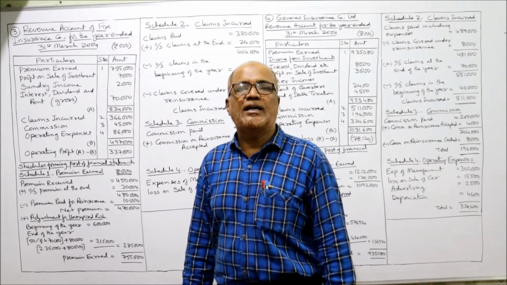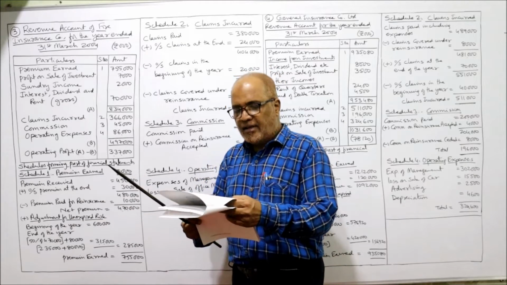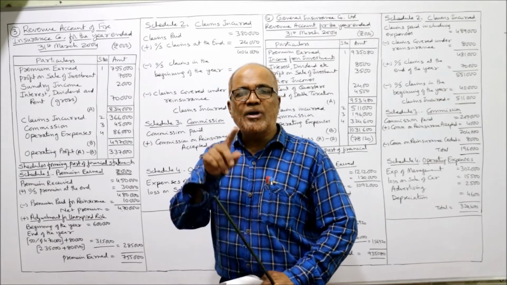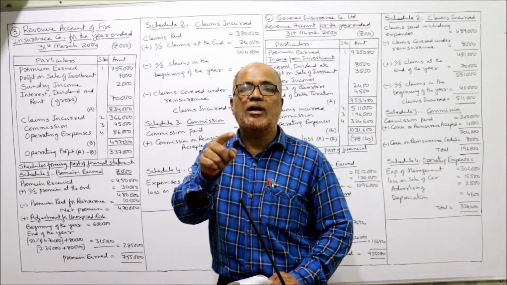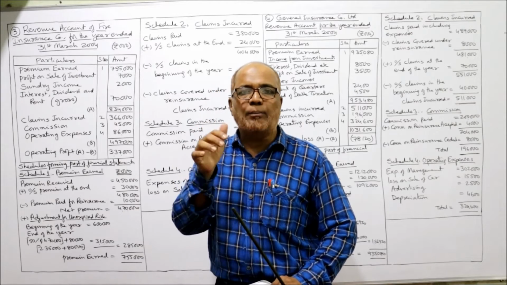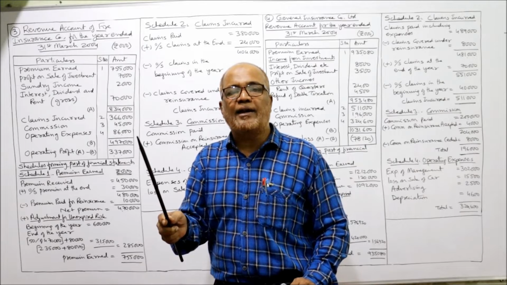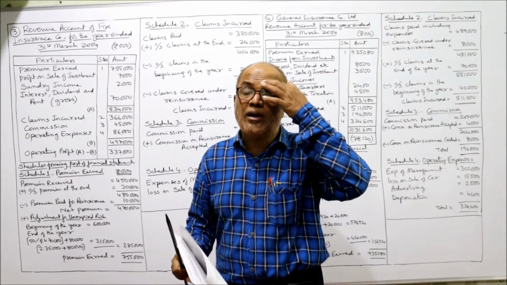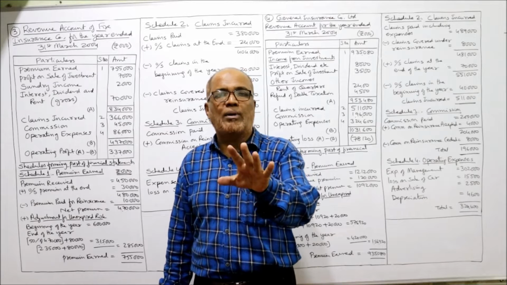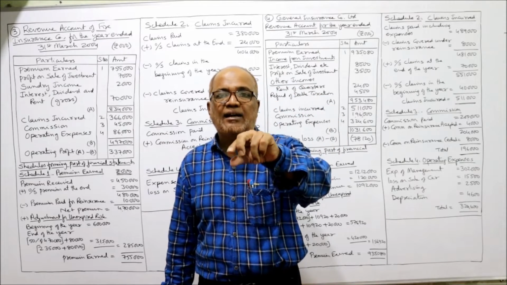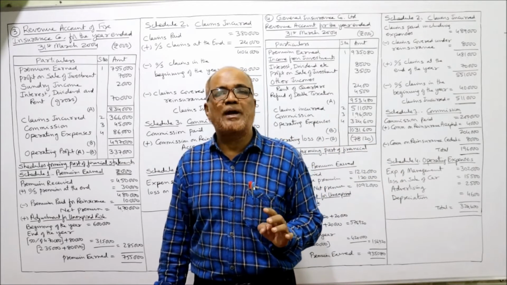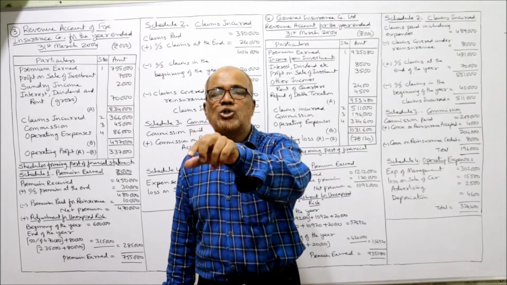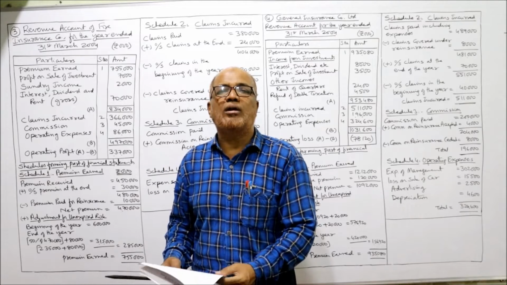Next, claims paid during the year, schedule number 2, claims incurred. Then commission on reinsurance accepted. See here, there are two types of commission: commission on reinsurance accepted and commission on reinsurance ceded. So remember one point, a rule of thumb. To commission paid, add commission on reinsurance accepted and deduct commission on reinsurance ceded. So these two terms you remember. Accepted will be added, ceded will be deducted. Already in the short problems also I have explained this point. So we will take commission paid, add commission on reinsurance accepted, minus commission on reinsurance ceded.